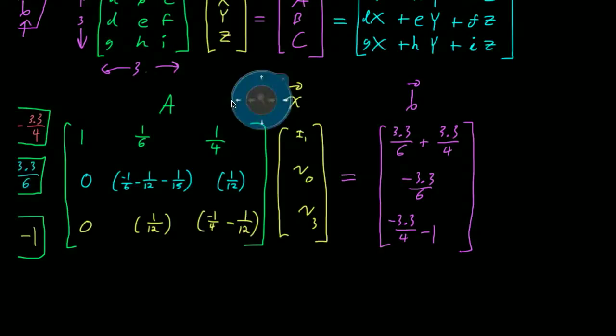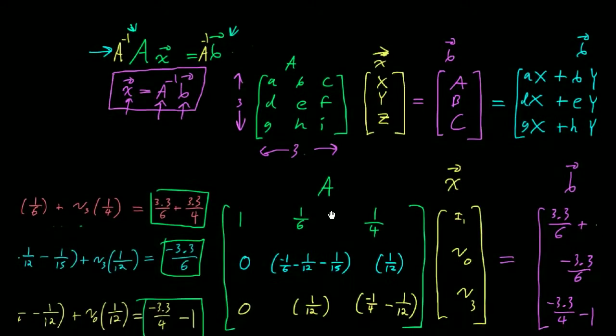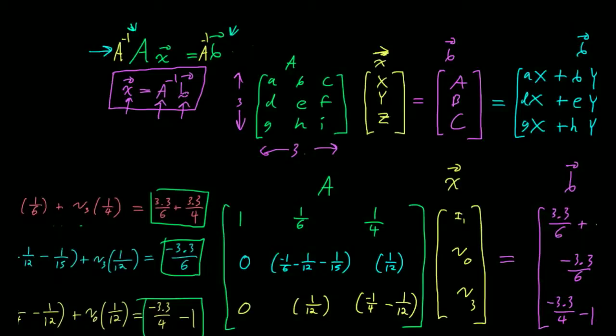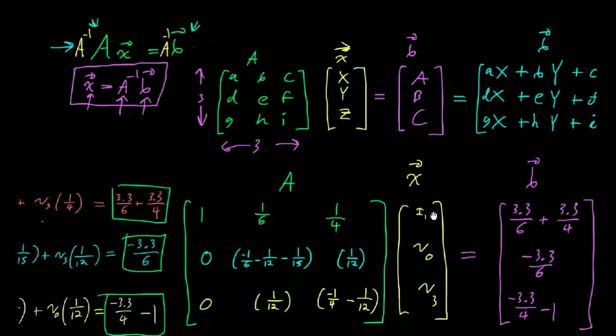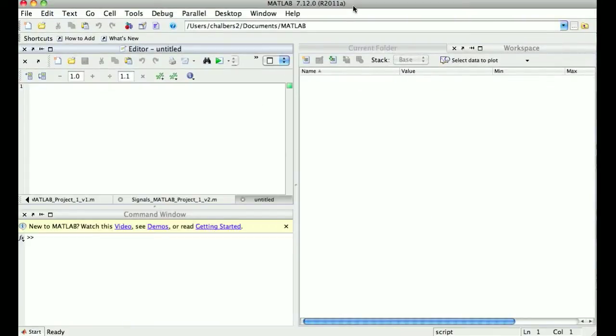And we said that if we were able to invert that matrix A and multiply it times our B vector, which is right here, then we would be able to get all of our unknowns out of this problem. So in this video, I'm going to solve that using a tool called MATLAB.